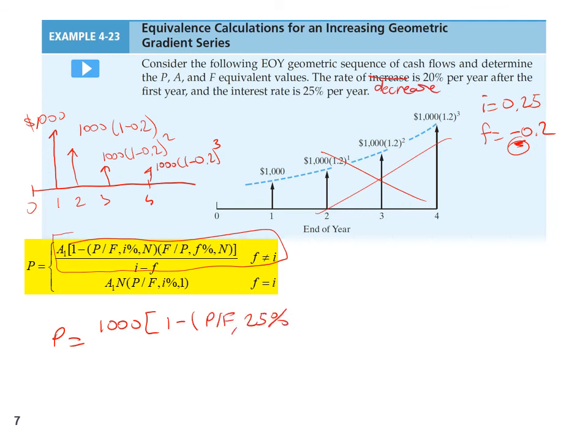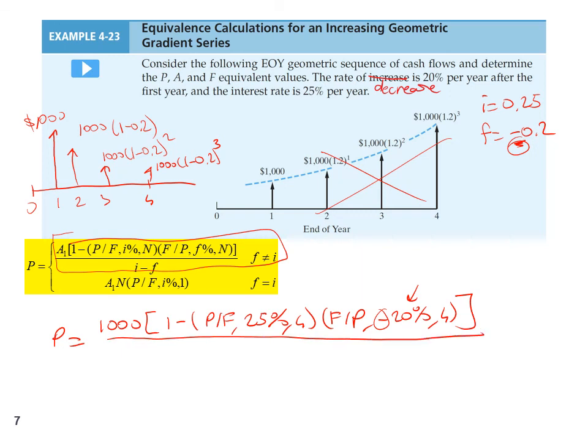F, 25%, and 4. And the second one will be F given P, minus 20% and 4. Okay, so pay attention, it is now minus 20%, it's important. And in the denominator, remember we write i minus f. So be careful with the sign, so it will be i 0.25 minus f. f is minus 0.2. Okay, so pay attention to this one.